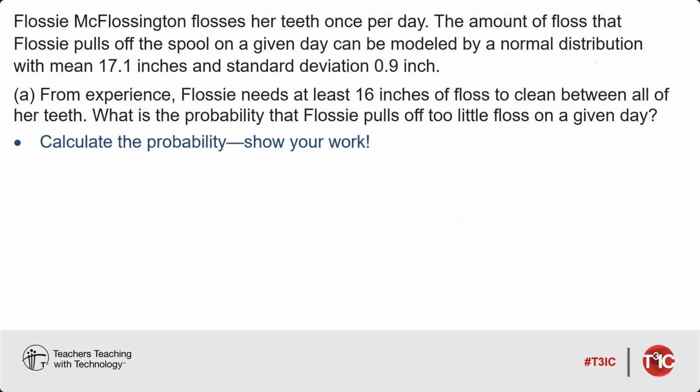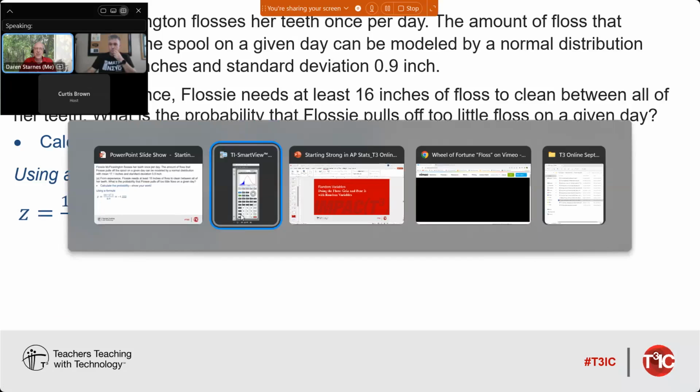So let's talk about calculating the probability. Well, I'm sure there are a bunch of math teachers like us on the call who, when you think calculate the probability, you're thinking, got to do a formula. So let's get that out of the way first. For those of us who like using a z-score formula, we can take the boundary value of 16, subtract the mean, divide that difference by the standard deviation, and get a z-score of negative 1.222.